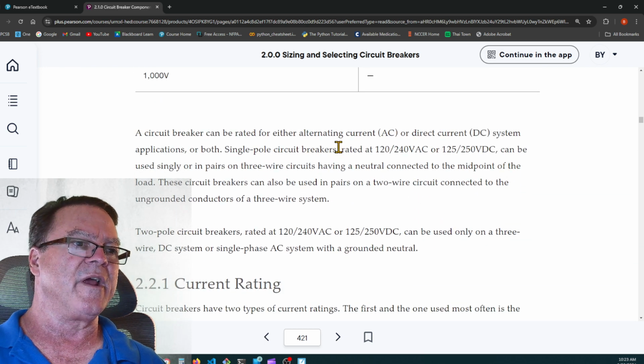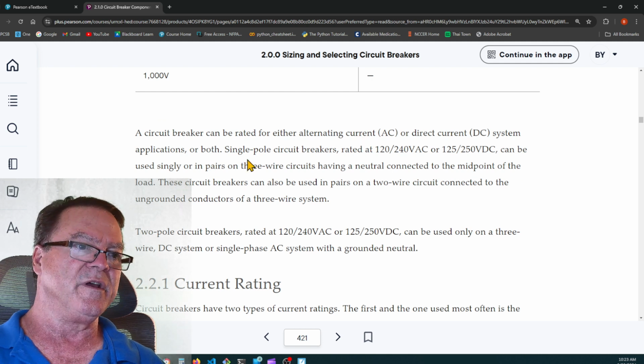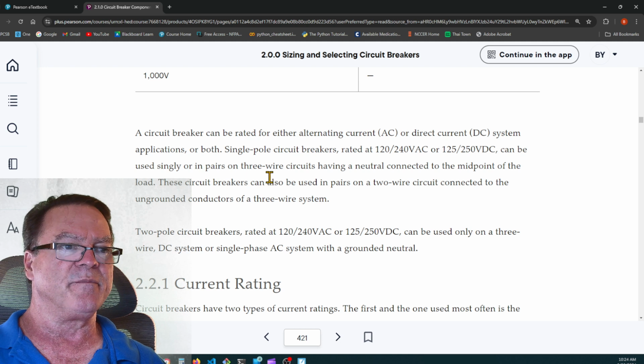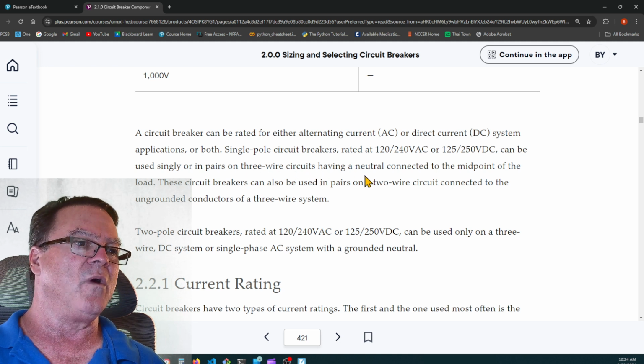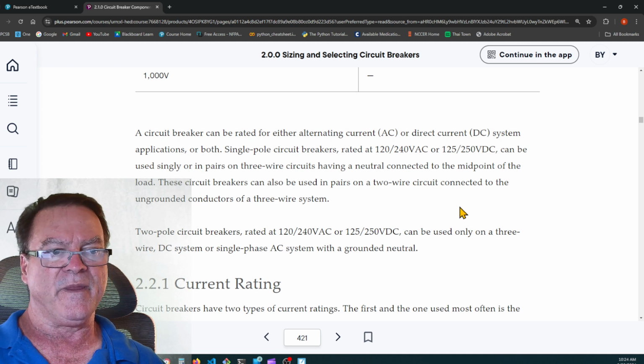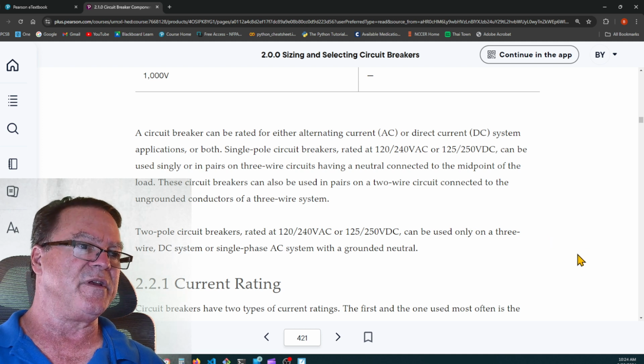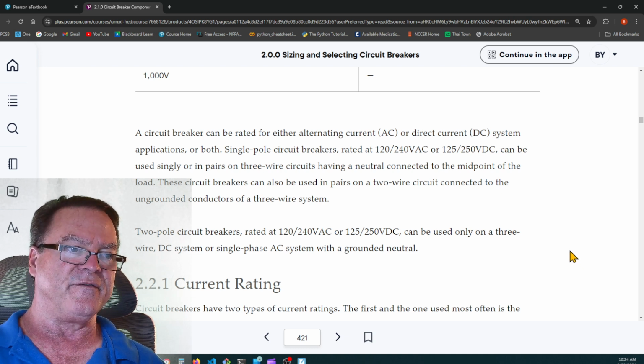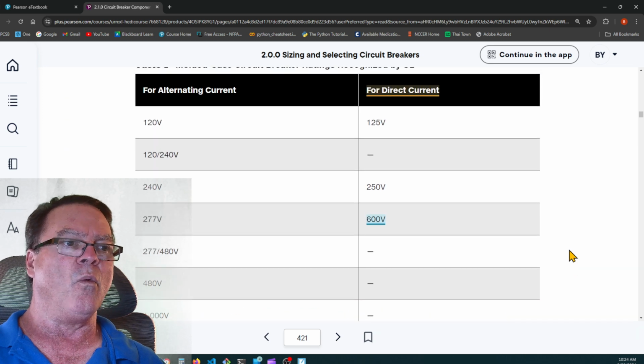Circuit breakers can be rated for either alternating current or direct current system applications, or both. Single pole circuit breakers rated at 120/240 volt AC or 125/250 volt DC can be used singly or in pairs on 3-wire circuits having a neutral connected to the midpoint of the load. These circuit breakers can also be used in pairs on a 2-wire circuit connected to the ungrounded conductors of a 3-wire system. So like a water heater.